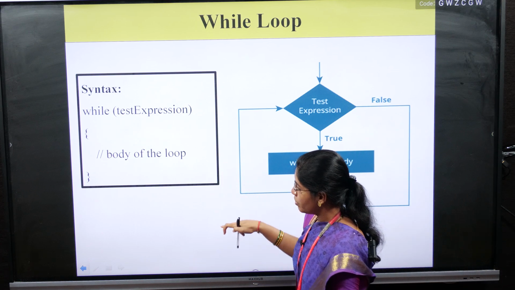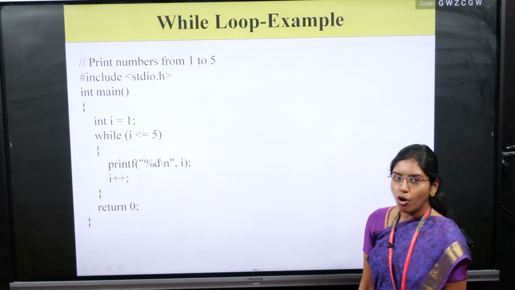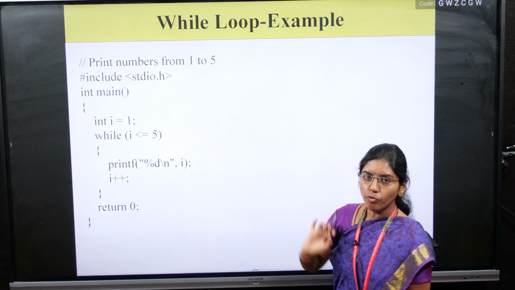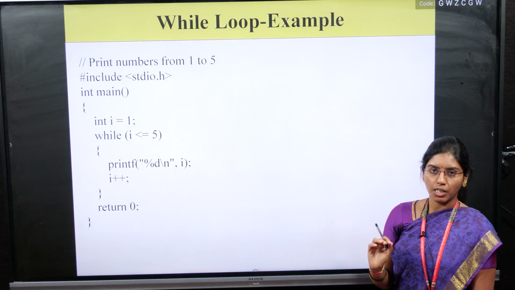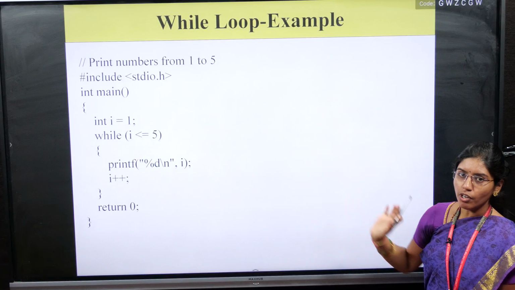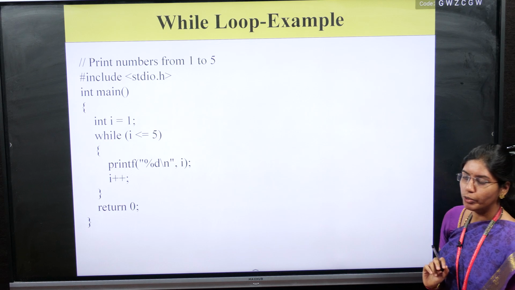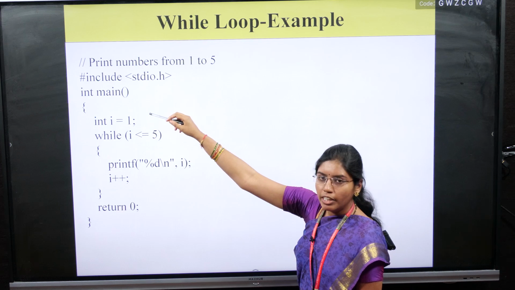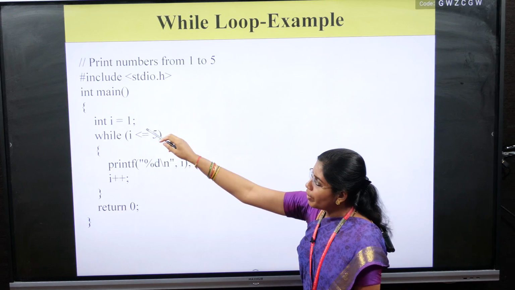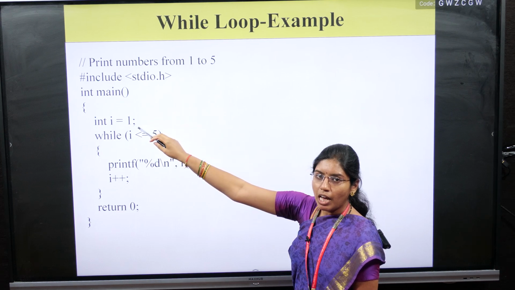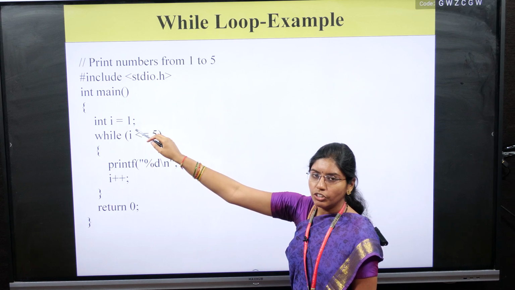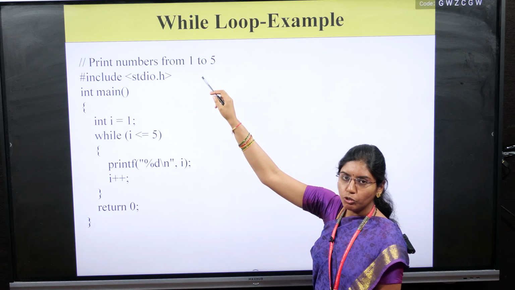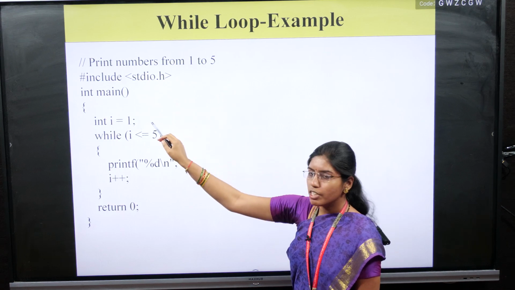Next we will discuss one example of the while loop. Here is one program which prints the numbers from 1 to 5. Suppose I want to print the numbers from 1 to 5. This is your example using the while loop, how you are going to write it. First we need to include the header files, followed by the main function. We need to declare one index variable, i = 1, because we are going to print from 1 to 5.